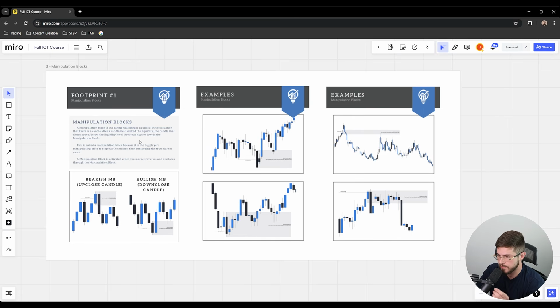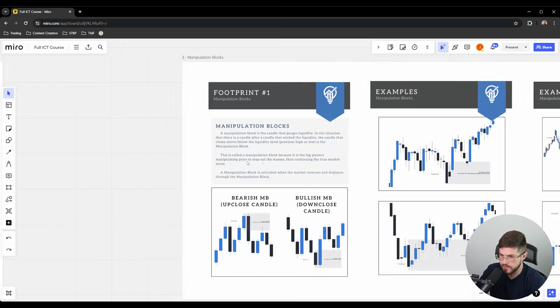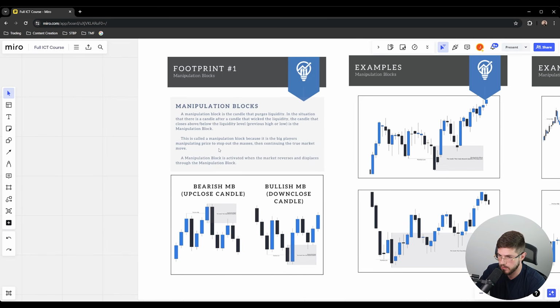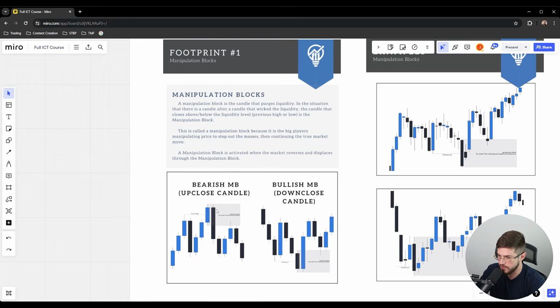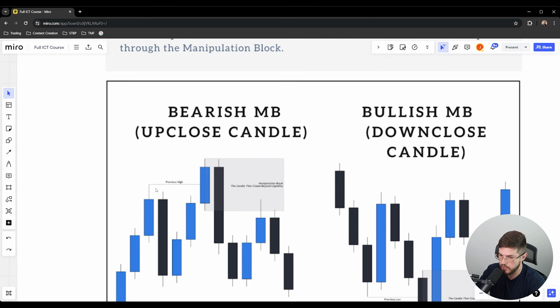All right, so now let's talk about a fascinating concept that I came up with after watching tens of thousands of candles print over the last 8 years that I've been trading. So this is what I call a manipulation block, all right? A manipulation block is just the same as an order block, except it closes beyond liquidity. Very, very important, okay? Now, it's even higher probability if the very next candle engulfs it.